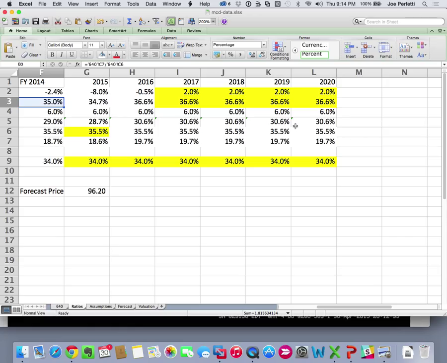Questions? Yes? Do you use the same method when you price options as well? No. Completely different method. If we have time next week, we can talk about option pricing, but option pricing is a completely different model.